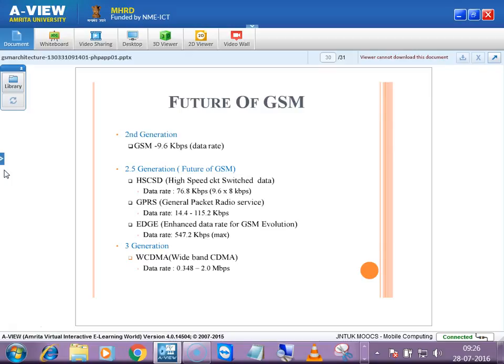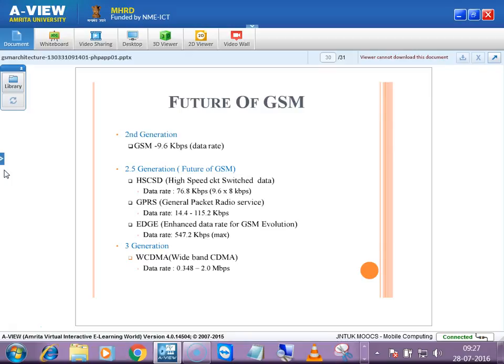And the future of GSM will be like, as I told you, GSM comes under second generation and the data rate is 9.6 kbps, right? So this uses circuit switching basically, and from 2.5G, yeah, here it is mentioned, right? 2.5G future of GSM, high speed circuit switched data, HSCSD. Here it is circuit switched, here also it is circuit switched, and the data rate is increased 8 times. Here it is 9.6 kbps. When coming to HSCSD, it is 9.6 into 8 times.